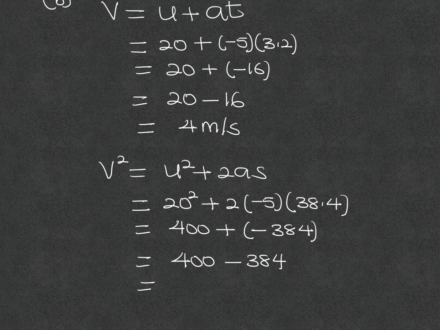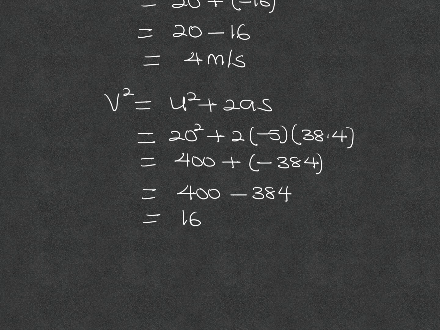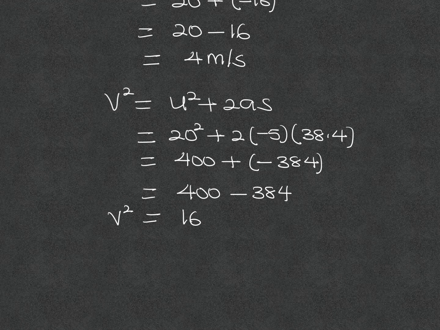So 400 minus 384 is 16. So that is v squared. If I want to find v, that will be the square root of 16. So v is equal to 4 meters per second.